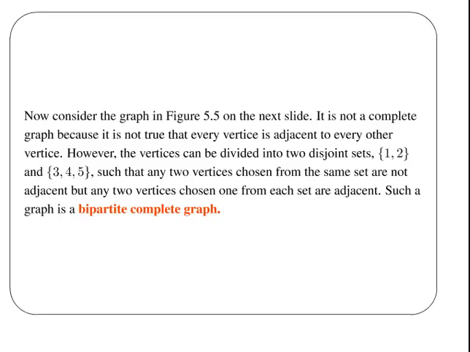So it's not a complete graph because, although every vertex in one group is adjacent to the vertices of the other group, they are divided into two disjoint groups. So as I had it there earlier, 1 and 2 and 3, 4, and 5, A and B. Such that any two vertices chosen from the same set are not adjacent, they're not connected, but any two vertices chosen one from each set are adjacent, they are connected. In that case, we call that a bipartite complete graph. So for each element in group A, it is connected with every element in group B, and so on.